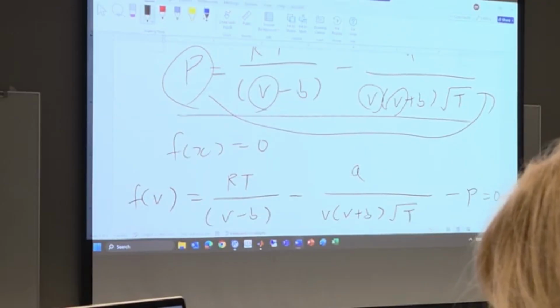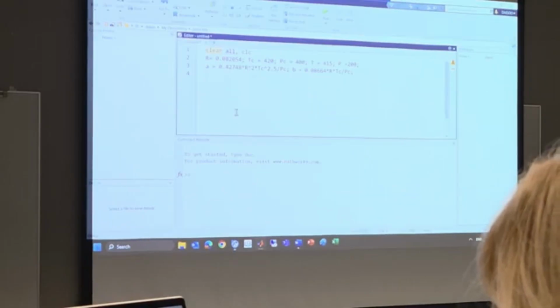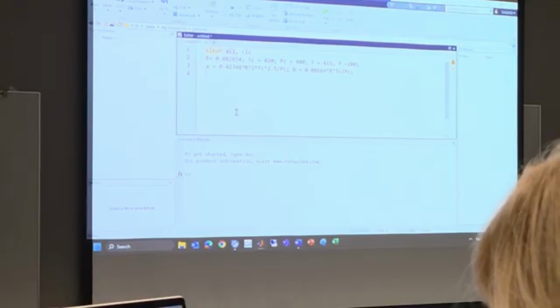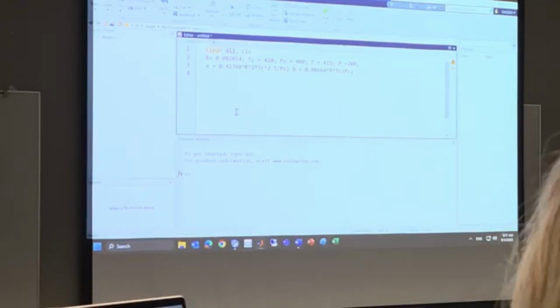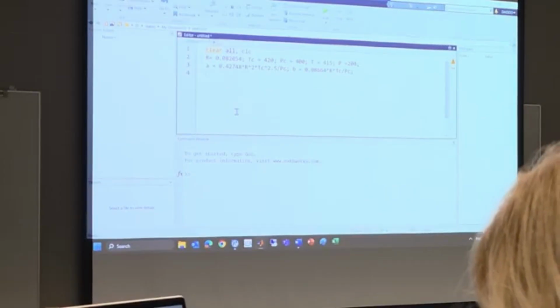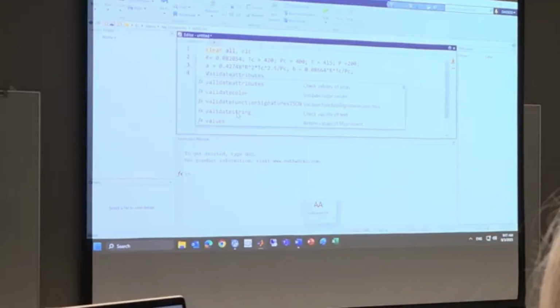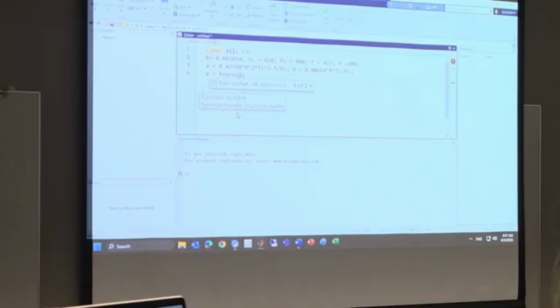Yes? Good. So I am going to find out f is equal to 0. Nobody remembers? It's fzero, not f0. So I'm looking for the fzero function. It takes a function handle for the two sides of this function.